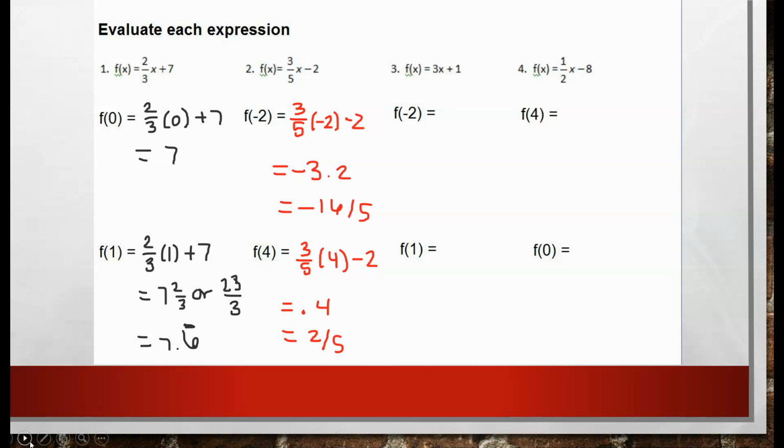In number 3, plugging in -2, you have 3 times -2 plus 1. So -6 plus 1 is -5. And here it's 3 times 1 plus 1, so 4.